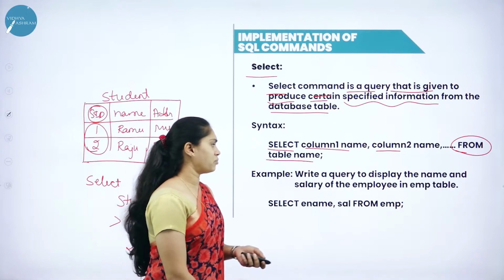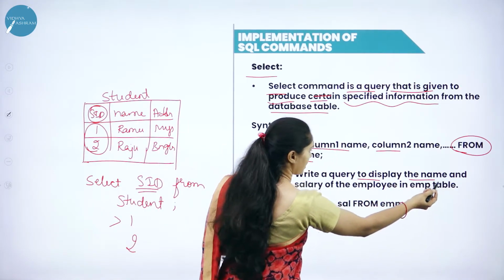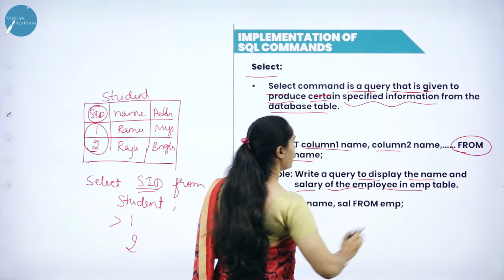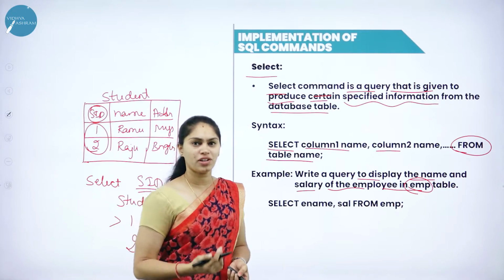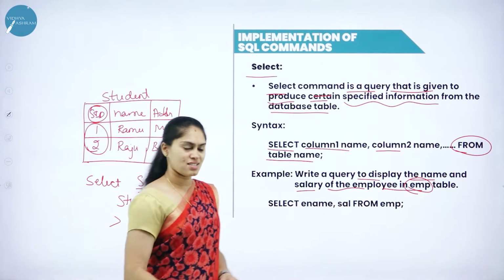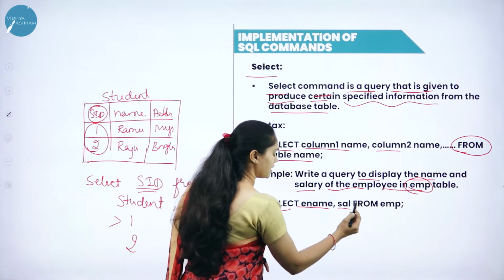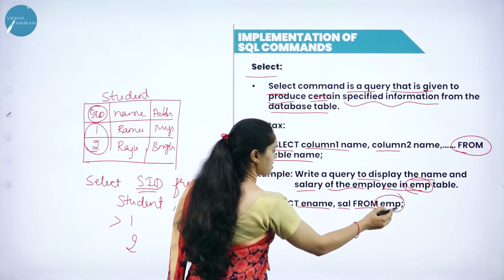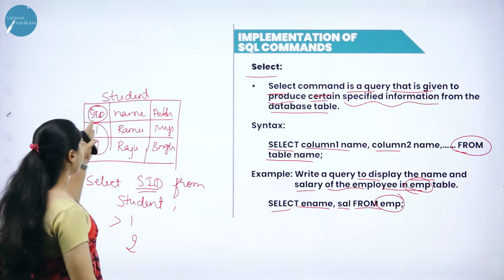So here you can see one more example. In order to display the information like name and salary of the employee in the EMP table, consider I have an EMP table. If I wanted to fetch the content of ename and salary from my employee table, this is how we are going to write the command. Select ename, comma, sal from EMP. This is the table name. At last, semicolon.